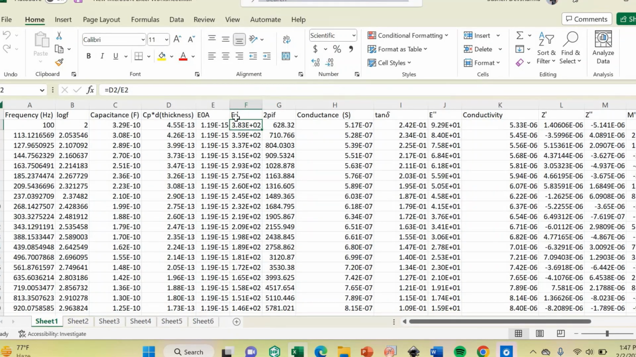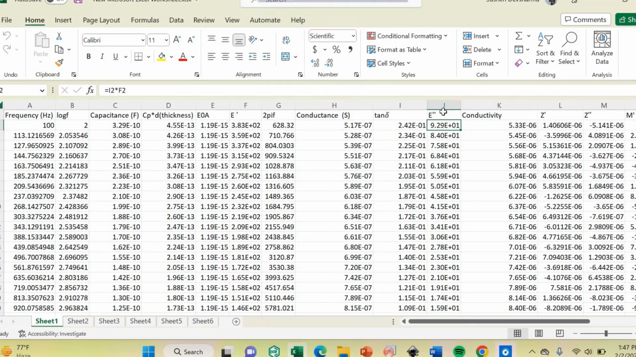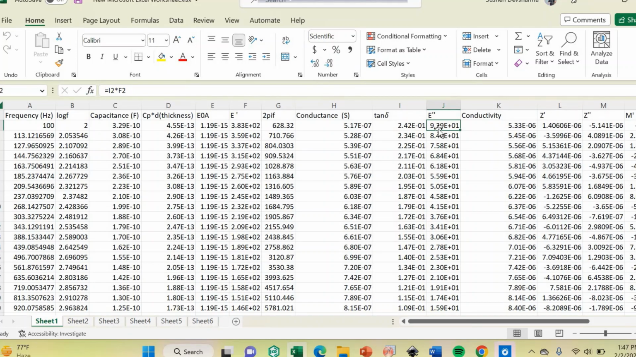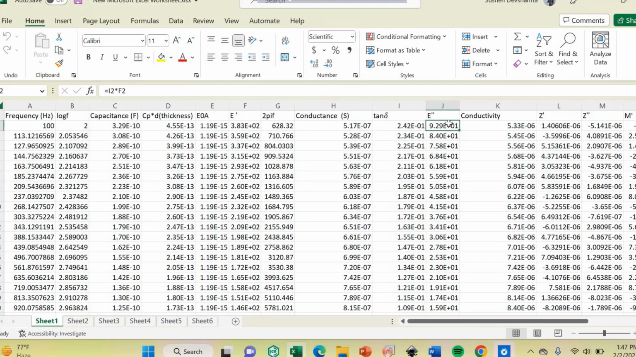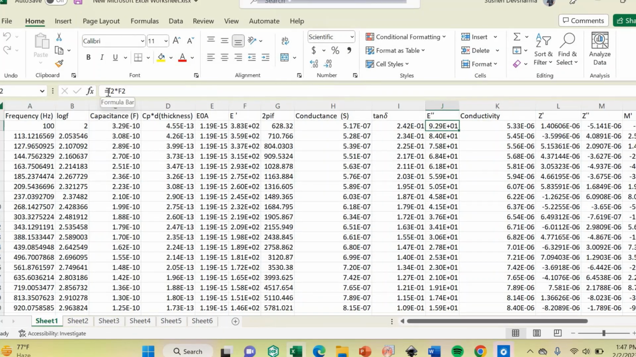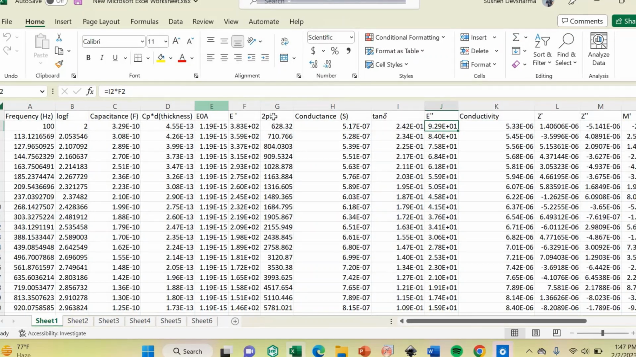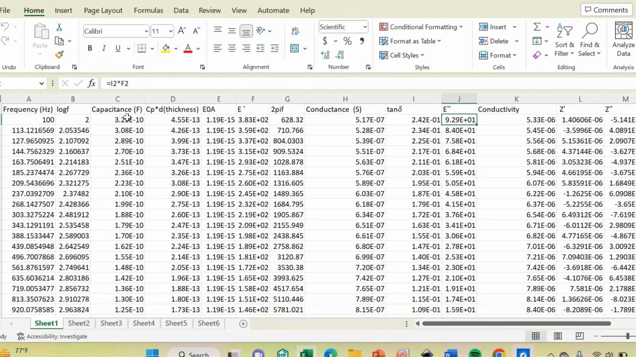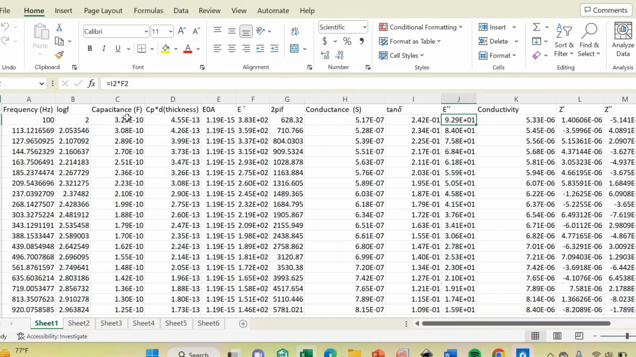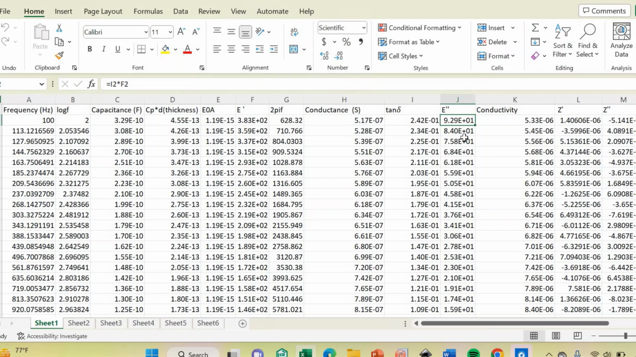Next one is epsilon double prime, the imaginary part of permittivity. So how can we calculate it? You can see the formula equal I2 into F2. Here I2 indicates the tan delta value and F2 means the real part of permittivity. Using this formula, you can easily get epsilon double prime, the imaginary part of permittivity.